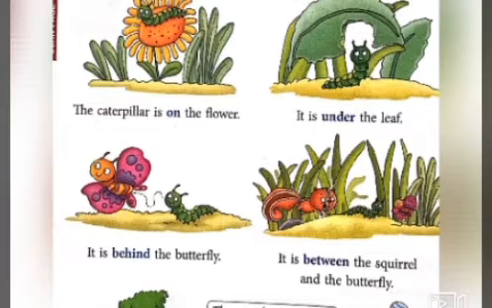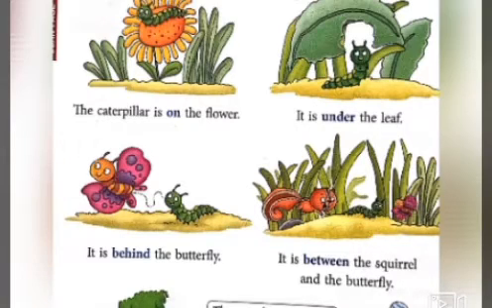Next, it is behind the butterfly. Now you can see in the picture, the caterpillar is behind the butterfly. So here the word behind tells us the position of the caterpillar. So the word behind is a preposition.